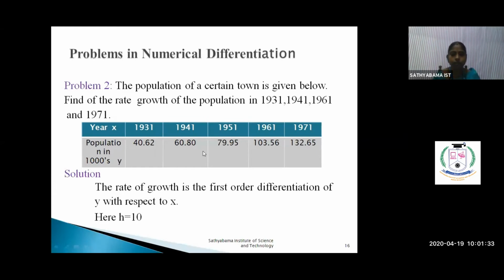And you can ask me the question how I can find out whether the x values are near the beginning or near the end. You may try to divide the given data into two halves. If the value of x is in the first half, I can use Newton's forward. If the value of x is near the second half, I can use the backward differences interpolation or derivative formulas. So now you look at 1941, which is near the beginning. 1961 is near the end.